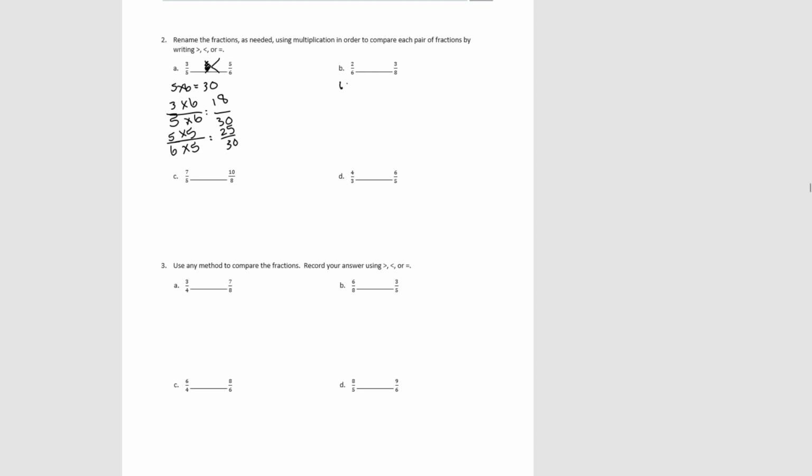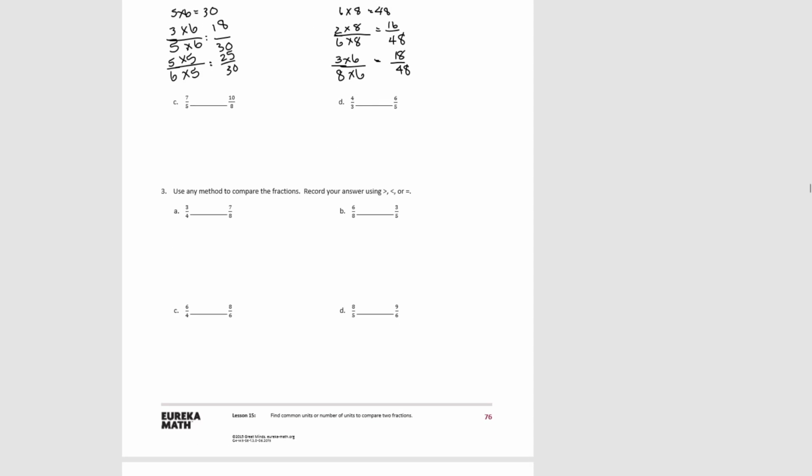Okay, for B, our new denominator would be 48. So 2/6, we'd multiply by 8 and get 16/48. And for 3/8, we'd multiply by 6 and get 18/48. And 16/48 is less than 18/48. So 2/6 is less than 3/8. Try C.